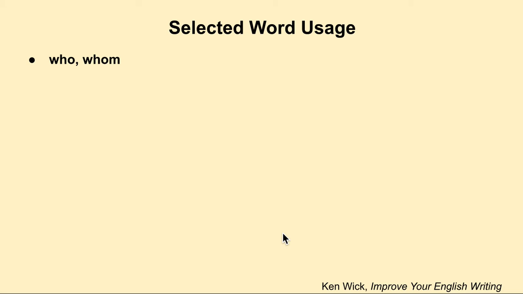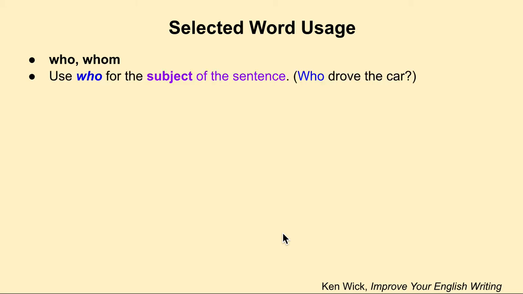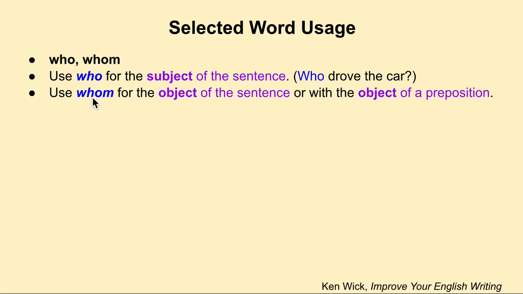So the last one, who or whom. Save the best for last. Use who for the subject of a sentence. Who drove the car? Use whom with or for the object of a sentence, or with an object of a preposition.